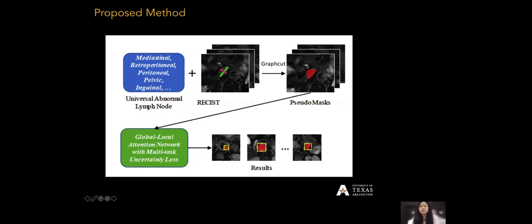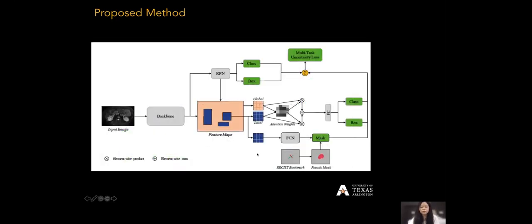Based on this measurement, we also use GraphCut to generate a saddle mask. Based on this rough saddle mask, we propose a global-local attention network with multi-task uncertainty loss to train a model that is able to segment and detect these lesions. So here is the proposed method based on the extracted labels.